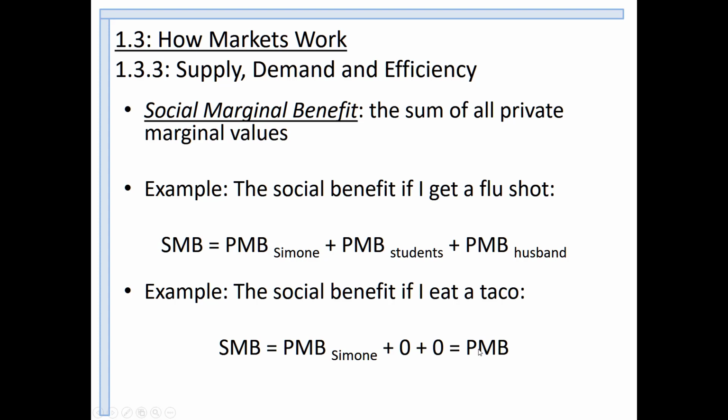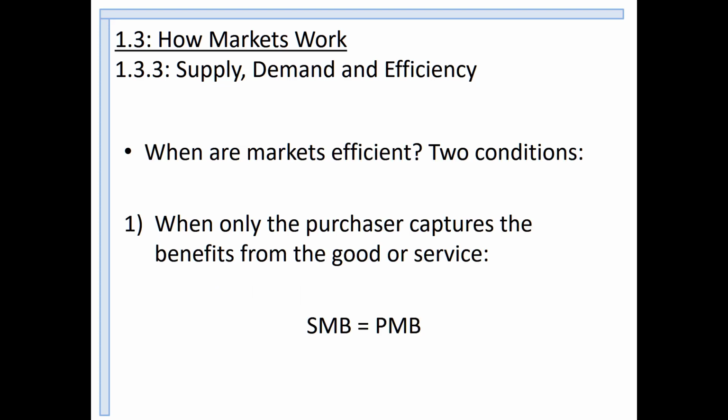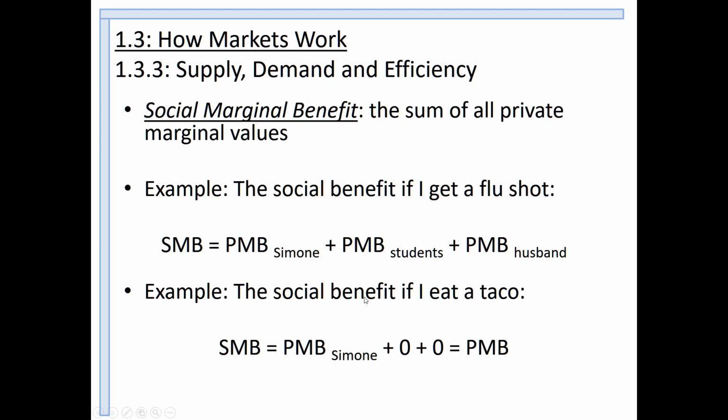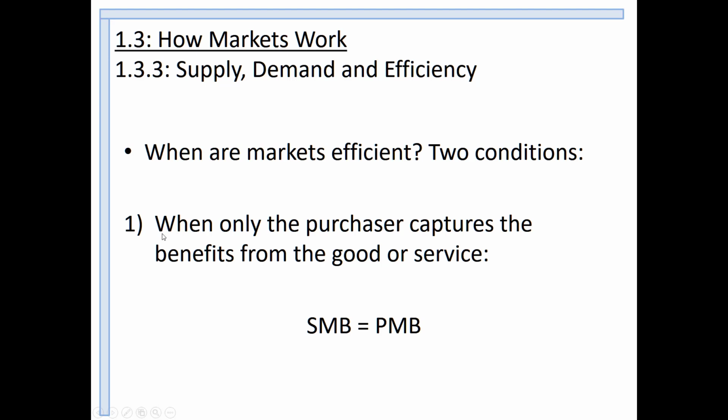And that leads us back to the discussion: when are markets efficient? When is the market outcome desirable for society? Well, there are two conditions. The first condition is the following: when only the purchaser captures the benefits from the good or service. That will be the example of the taco, but will not be the example of vaccinations.